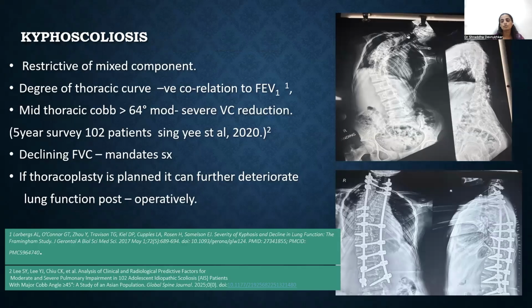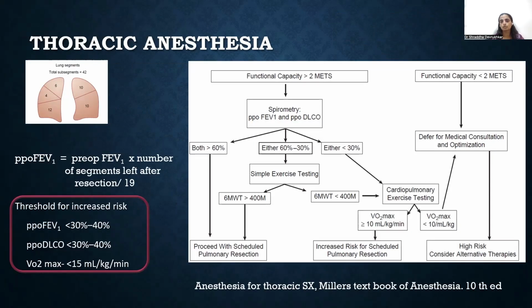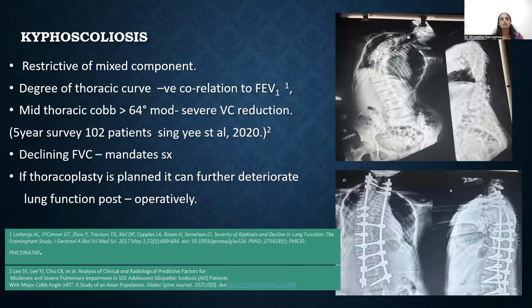So in kyphoscoliosis, this is the three-legged approach which we do. We see the functional capacity, spirometry, and cardiopulmonary exercise testing. All three are to be done. Kyphoscoliosis is one complex surgery requiring anesthesia, complex pulmonary function, and a prolonged surgery as well. Generally we see a restrictive or a mixed component depending upon the pathology and the age of onset, whether it was congenital or post-tuberculosis. If it is post-tuberculosis, after 8 years lung development has happened completely, so sometimes those are spared.